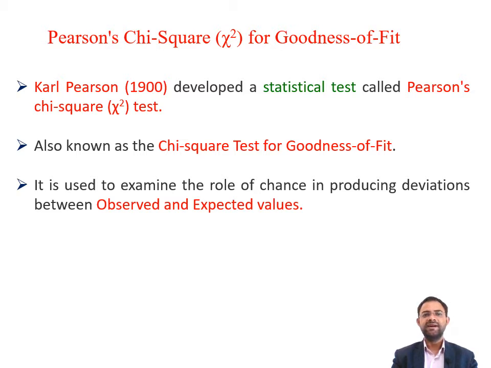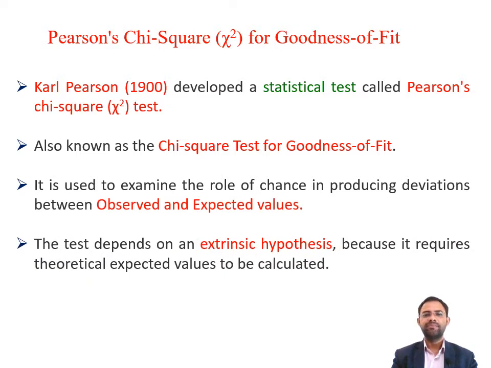The test depends on an null hypothesis because it requires the theoretical expected values to be calculated. The test indicates the probability that chance alone produced the deviation between the expected and the observed values. When the probability calculated from the Pearson chi-square test is high, it is assumed that chance alone produced the differences. Conversely, when the probability is low, it is assumed that a significant factor other than chance produced the deviation.